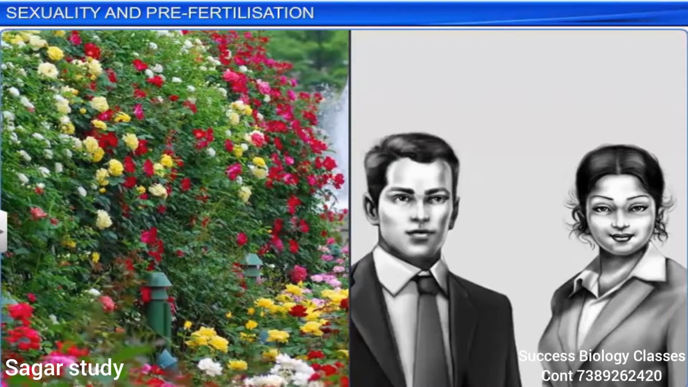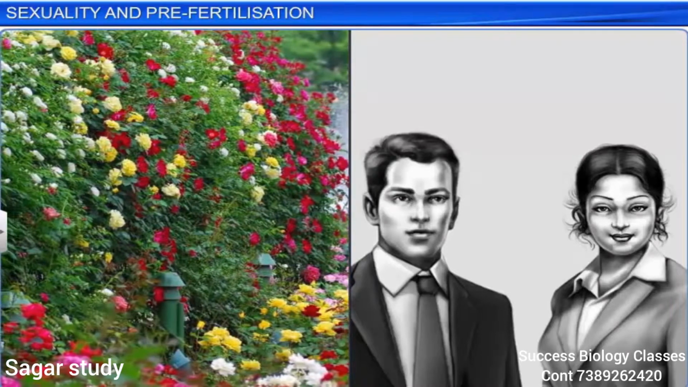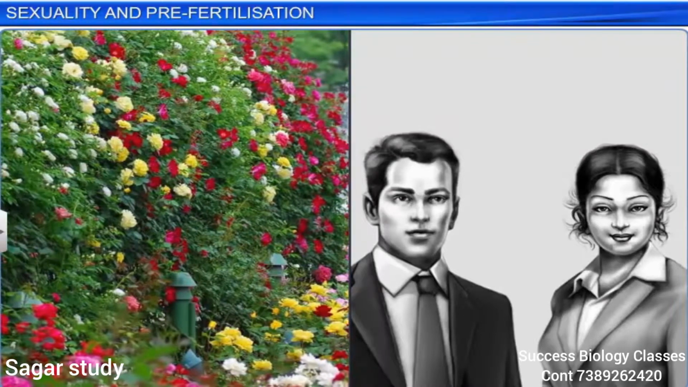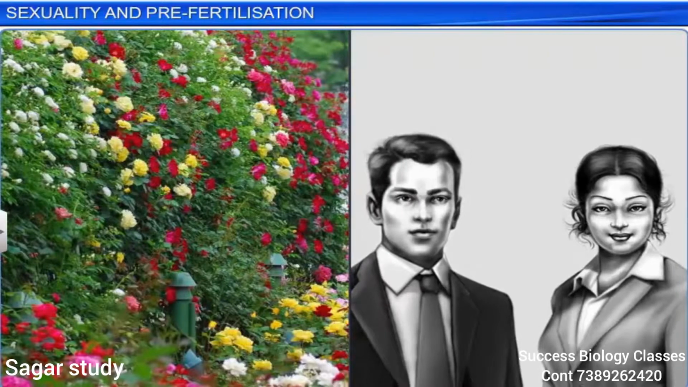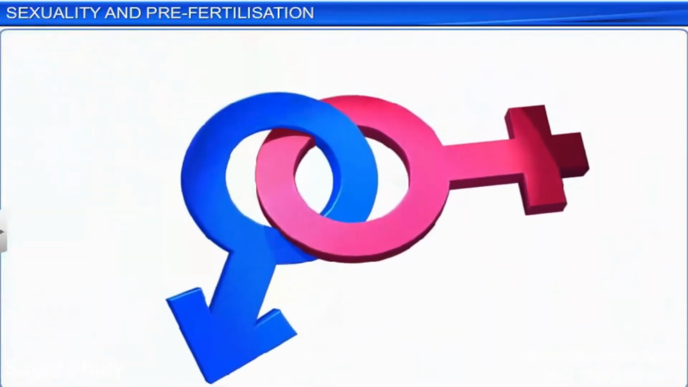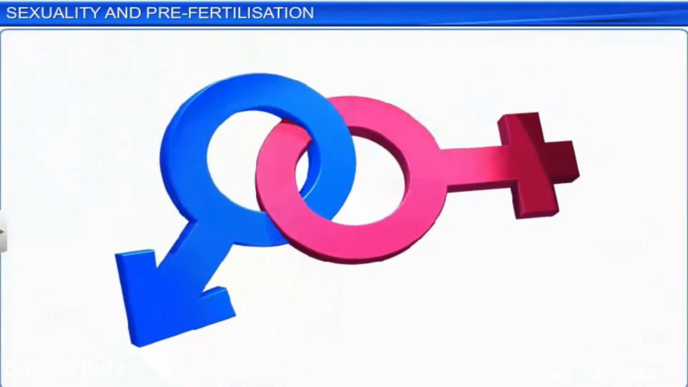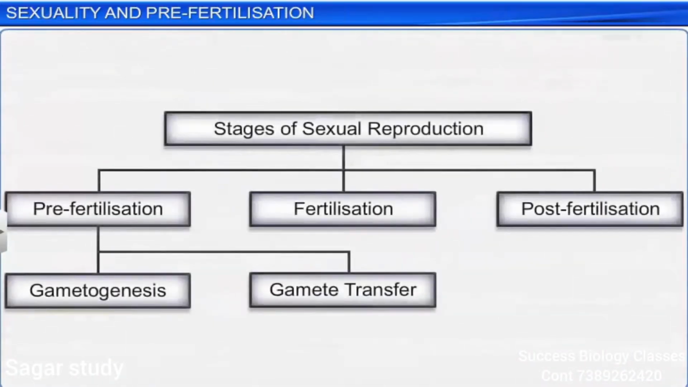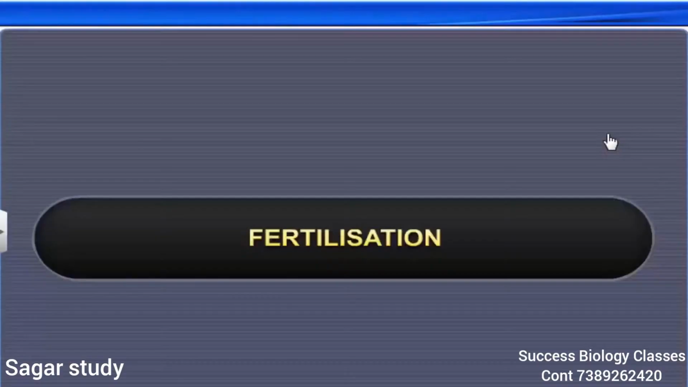While plants depend on water and wind for gamete transfer, unisexual animals such as human beings have developed a special mechanism called copulation for gamete transfer. Thus, whether in animals or plants, gamete transfer and gametogenesis are the two main events that occur in the pre-fertilization stage of sexual reproduction.